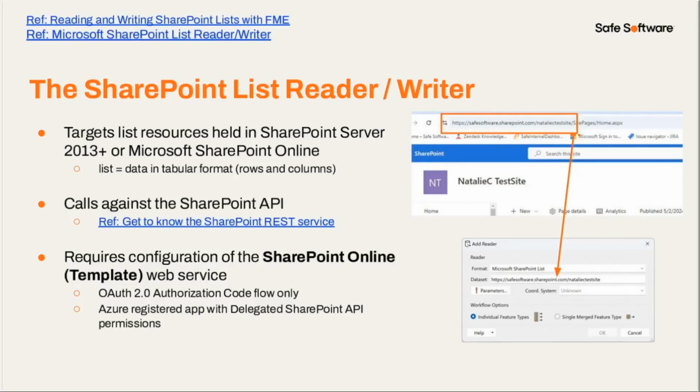The image at right on this slide is showing the value that the dataset parameter of the list reader is expecting to receive. It is looking for at least the URL of a target site. If you want to go a level deeper than the site level with this dataset parameter, I would encourage you to consult the linked SharePoint API documentation to see how that base URL should look, because it's a little bit different than perhaps what you're used to.